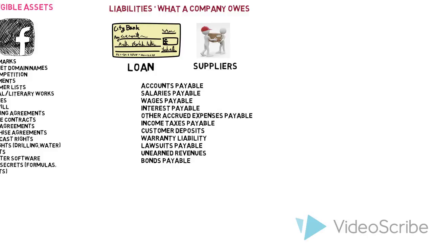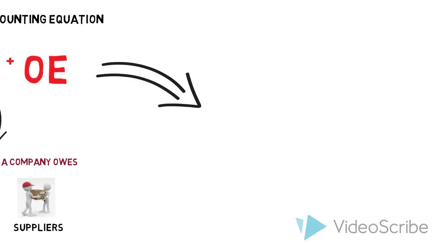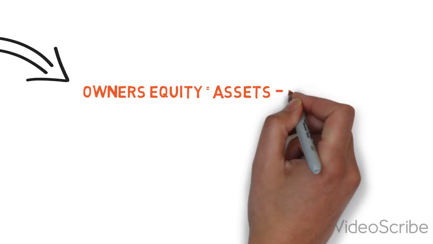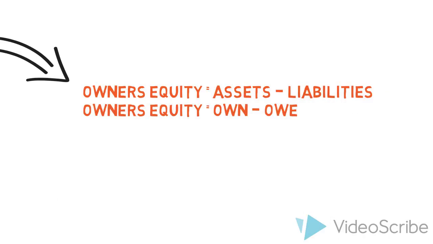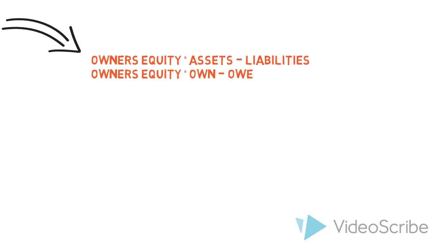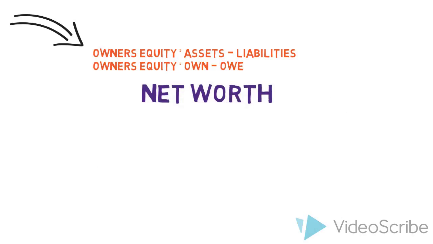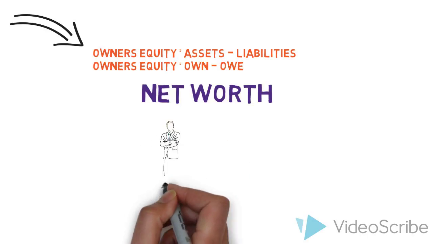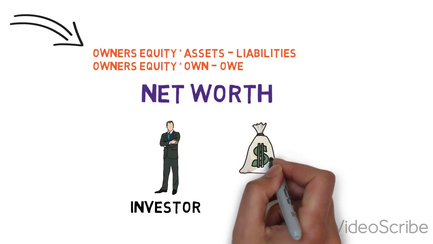At last, we have owner's equity, which represents the difference between assets and liabilities. That's the same as saying the difference between what a company owns and what a company owes. And this number represents the net worth of a company. Basically, owner's equity also represents the amount of money investors put in this company and how much this company has generated so far, presenting its accumulated profit or loss.